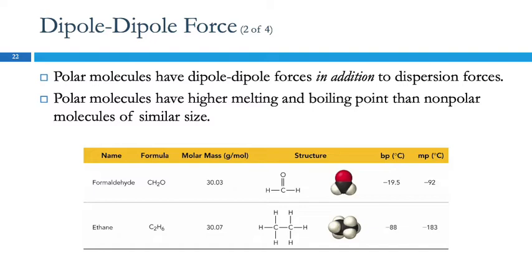They both have dispersion forces. Their masses are the same, so the strength of the dispersion force is going to be the same. But this one also has dipole-dipole forces, whereas this one does not. So if we look at boiling point, this one boils at negative 19 degrees Celsius. This one boils at negative 88, which is much lower. So this has weaker intermolecular forces holding it together.